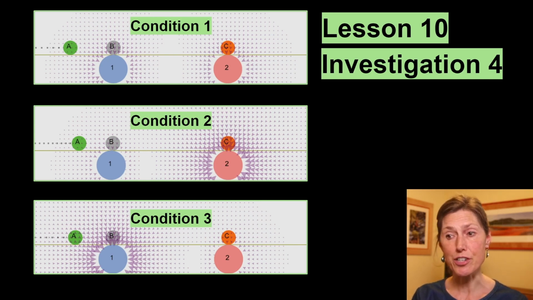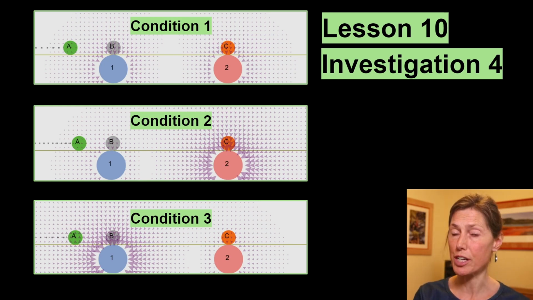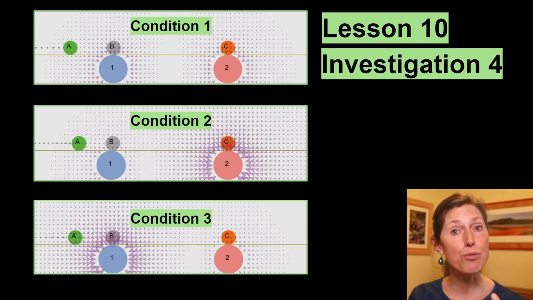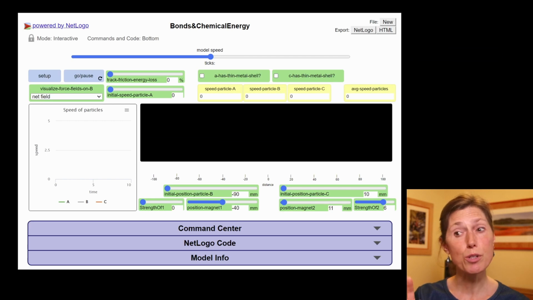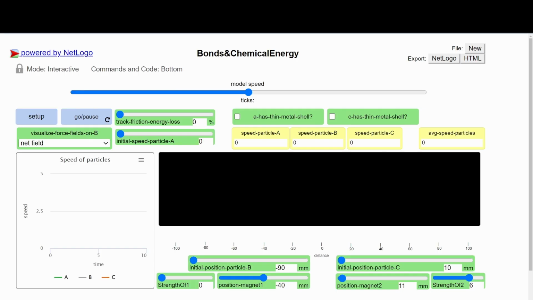The second condition, the force associated with magnet 2 is stronger than the force associated with the first magnet. The third condition, it's the opposite of condition 2. The first magnet has a greater force than the second magnet. So let's travel to the NetLogo simulation online and actually put in the associated variables. We have reached the NetLogo website.